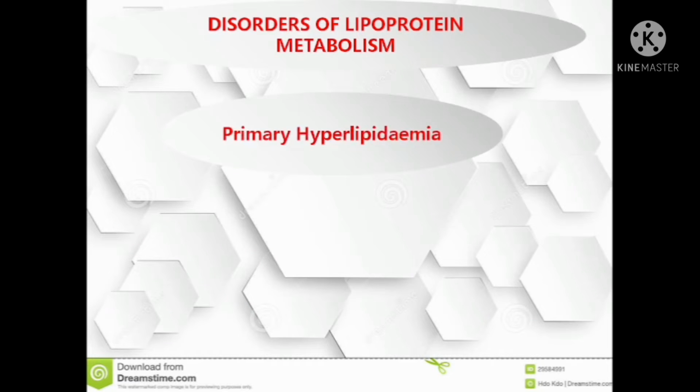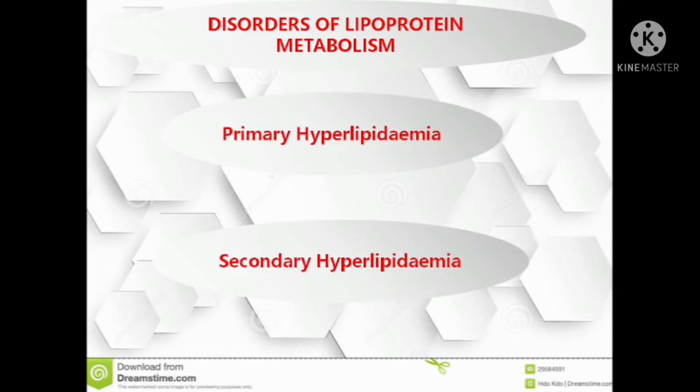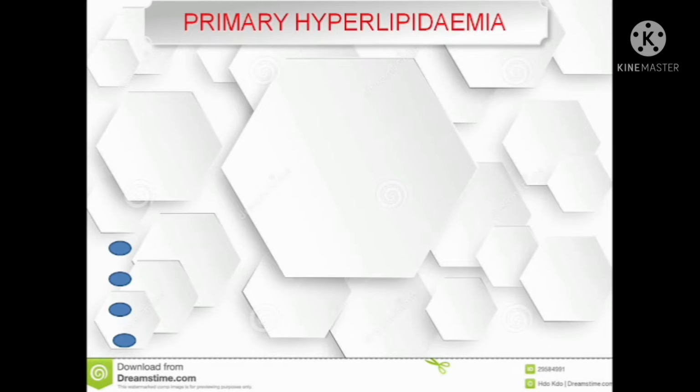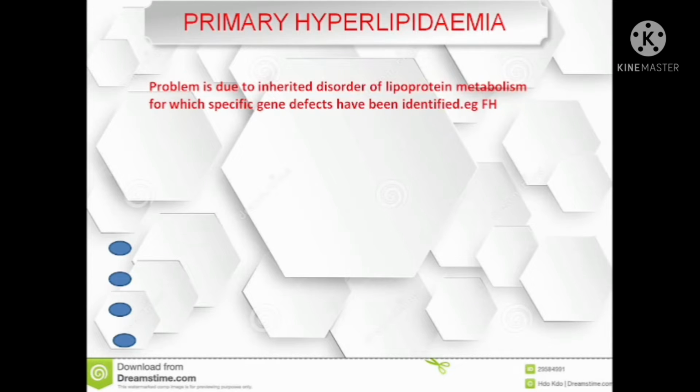So there are disorders of lipoprotein metabolism. We have primary hyperlipidemia and secondary hyperlipidemia. For primary hyperlipidemia, the problem is due to an inherited disorder of lipoprotein metabolism, for which specific gene defects have been identified. Example, familial hyperlipidemia. So this one, there is an inherited disorder of lipoprotein metabolism.